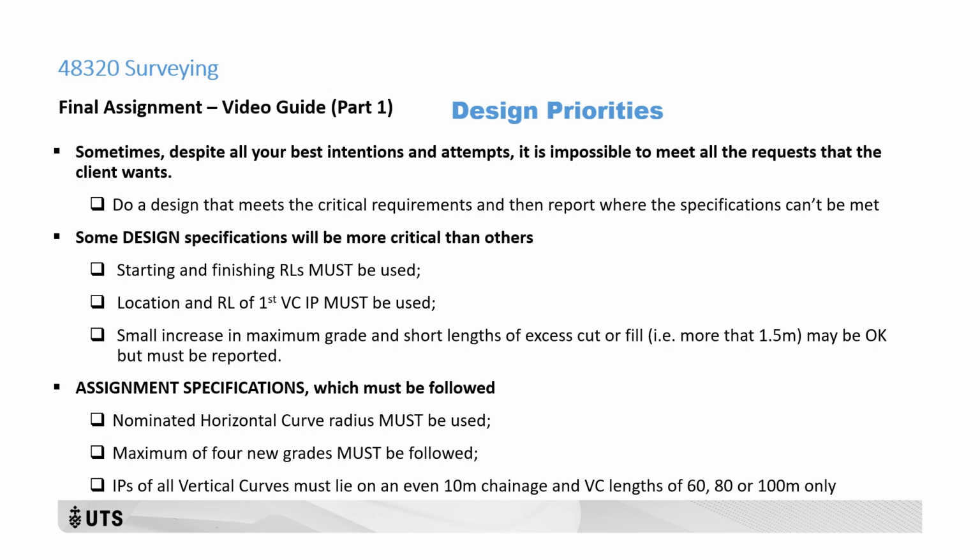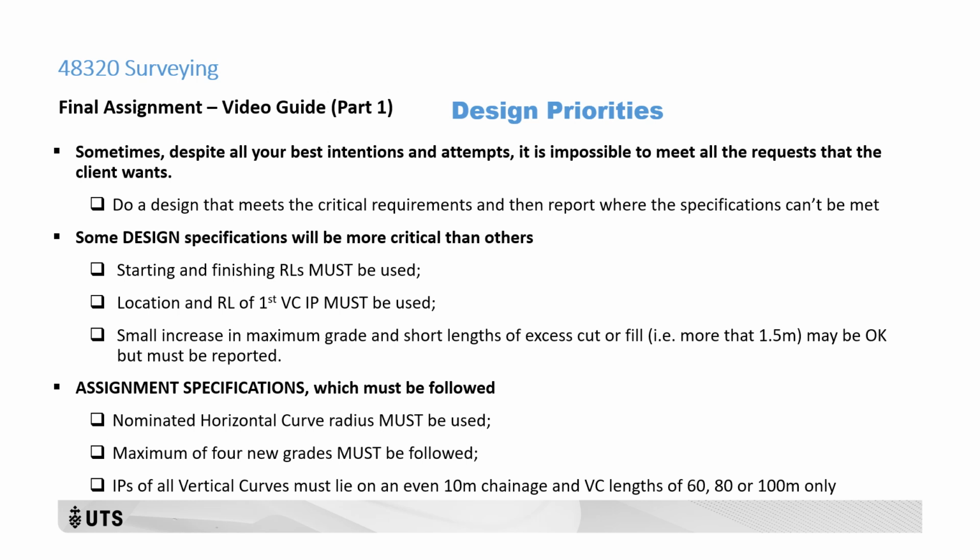So the criteria we're saying are going to be most critical that you'll have to adopt are the starting and finishing RLs of the road. The other one is the location and RL of the intersection point of your first vertical curve. So that grade is fixed. You can't change that. After that, we want you to do the design that climbs up the hill, goes over the crest and finishes at the end.